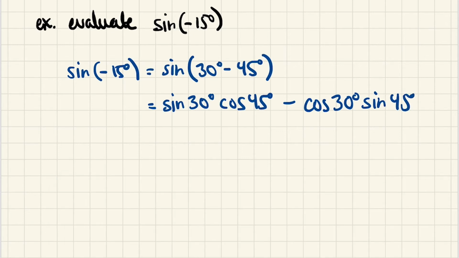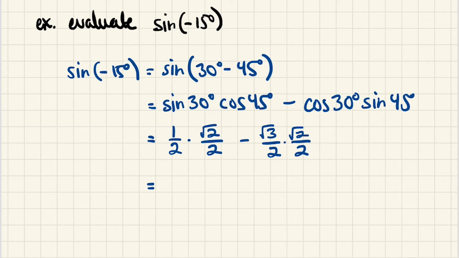Okay, so now each of these factors we know how to work out. Let's put down these answers. Sine of 30 degrees, we know that's 1/2. Cosine of 45 degrees is rad 2 over 2. Cosine of 30 degrees is rad 3 over 2. And sine of 45 degrees is rad 2 over 2. Okay, so this is rad 2 minus rad 6 all over 4. And that's our final answer.